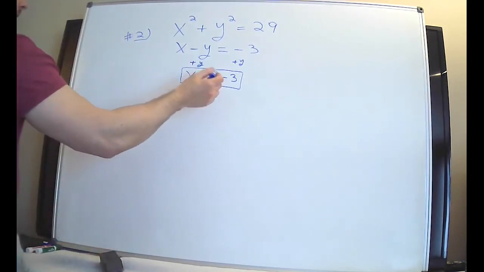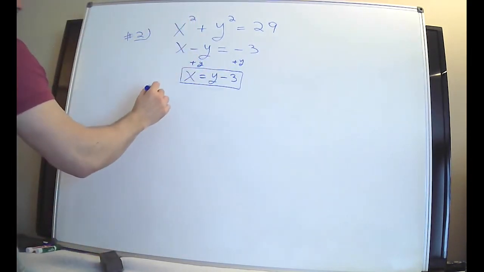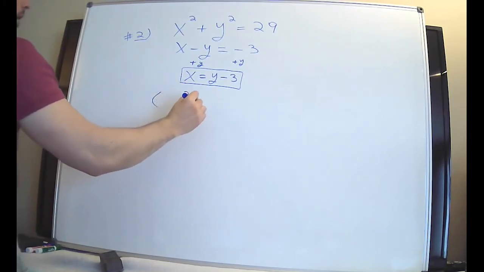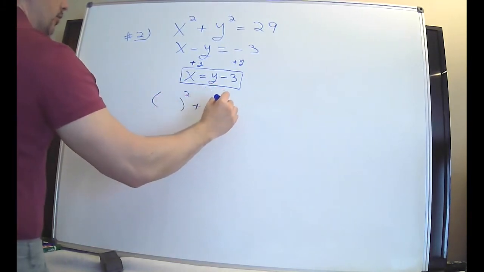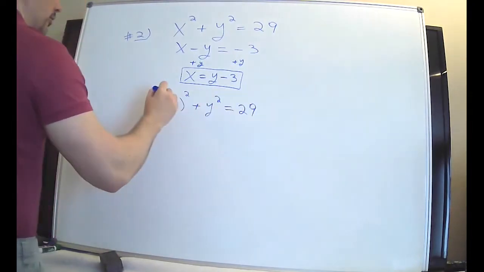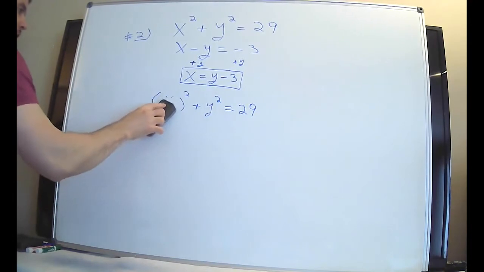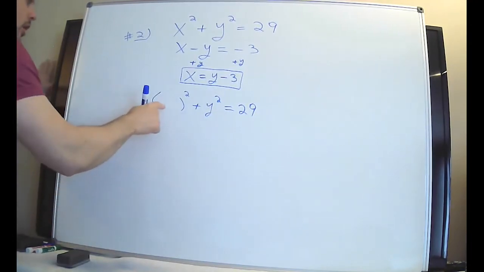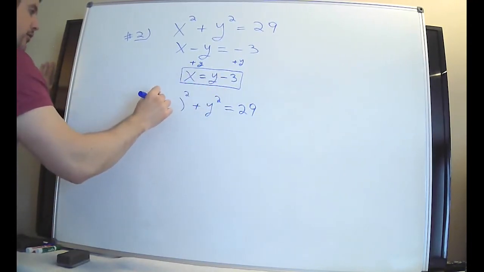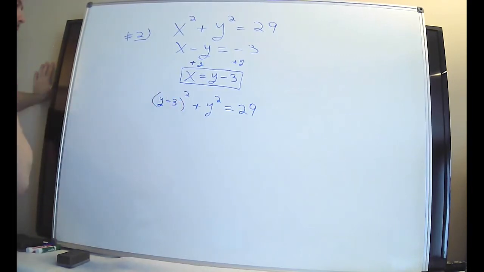Now, I'm going to take that and put it in the original equation, which had x squared plus y squared equals 29. This was an x. I'm going to replace the x with what it's equal to. So the x is not there anymore. What was x equal to? Y minus 3. So you put a y minus 3 there.